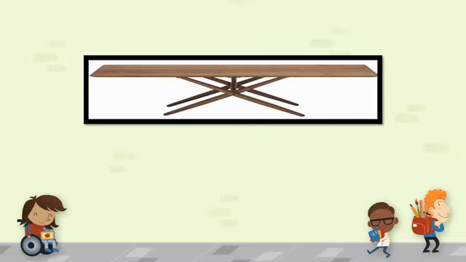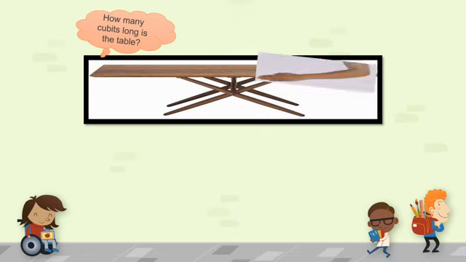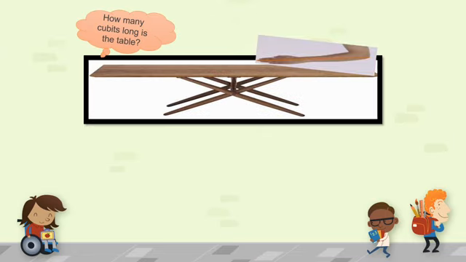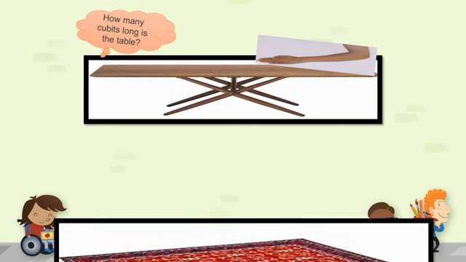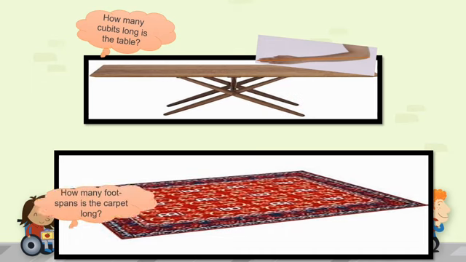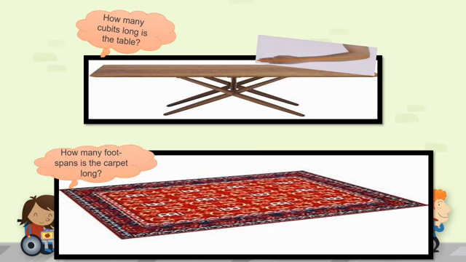This is a table, right? Now the question says, how many cubits long is the table? So how are we going to place our cubit, that is the arm, to measure the table? This is how the arm will be placed to measure the table. Or we can say, how many foot spans long is the carpet? How will you place it? This way, you will walk using your foot spans to measure the carpet.